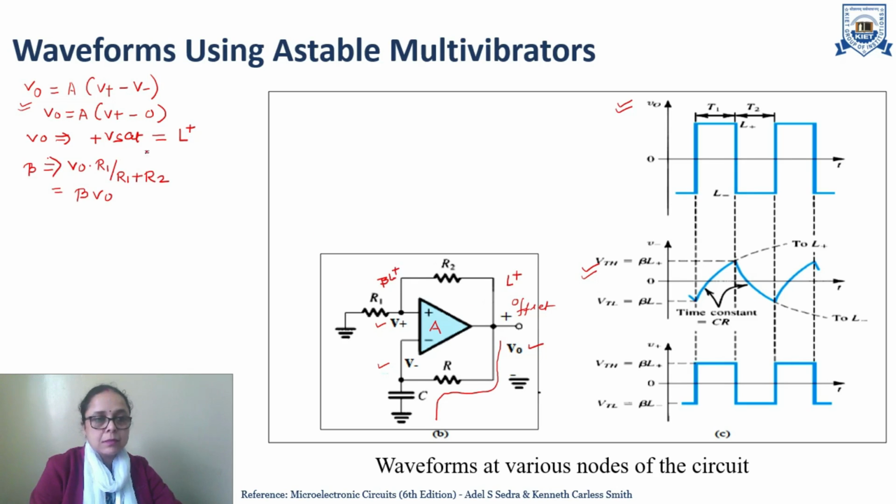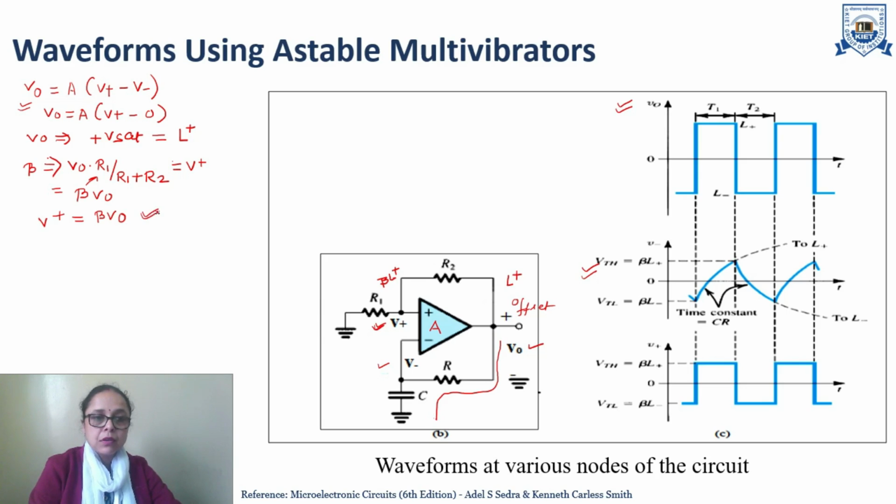Now what is this beta? V naught into R1 divided by R1 plus R2 will be V plus. So V plus can be written as beta times V naught, where beta is R1 upon R1 plus R2. So with this voltage at the positive terminal, the capacitor will be charged to this limit only.